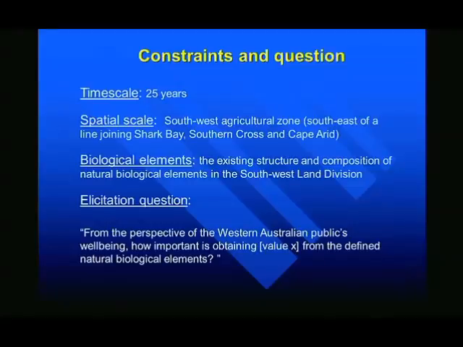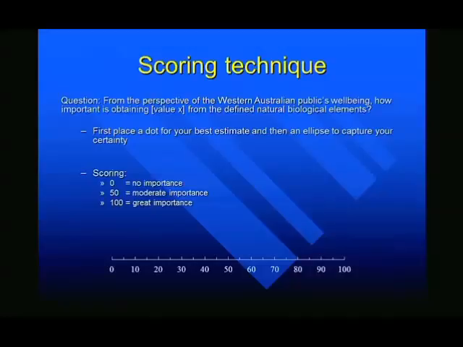The other thing is I need to show you how to fill out the form. The scoring technique is that you'll have a scale, because we wanted a continuous evaluation scale going from 0 to 100, where 0 is no importance and 100 is great importance. We'd like you to put a dot on that scale, which is your best estimate, and then put an ellipse around that dot, which shows where your uncertainty lies. So what's the lowest you think the value could actually be, and what's the highest importance, I should say.